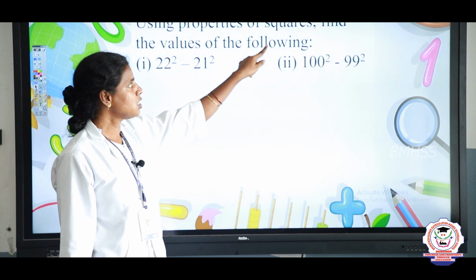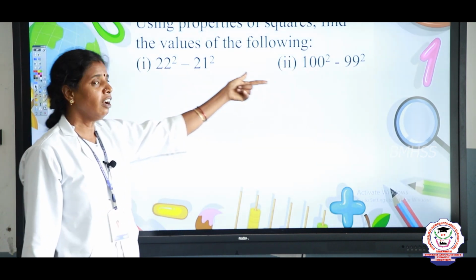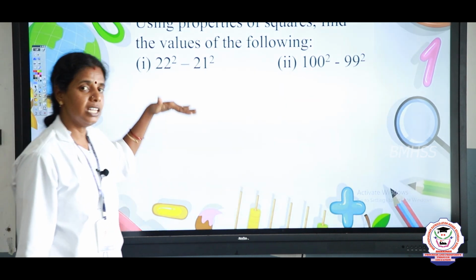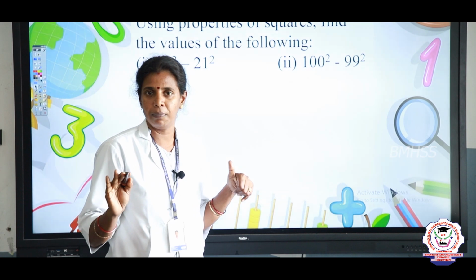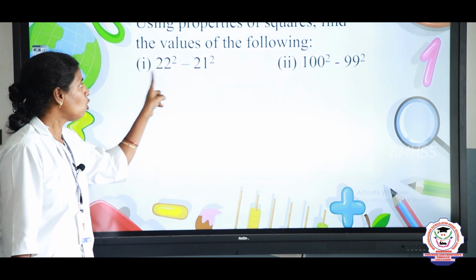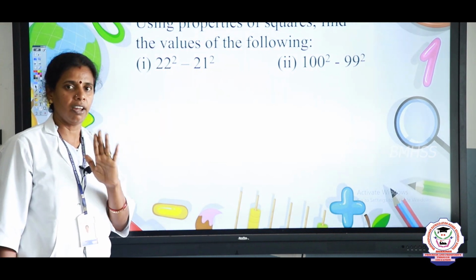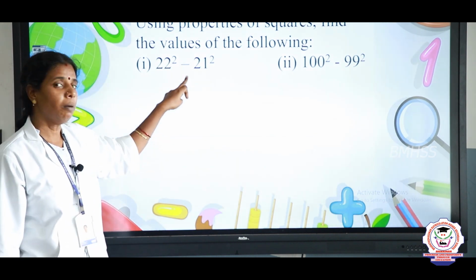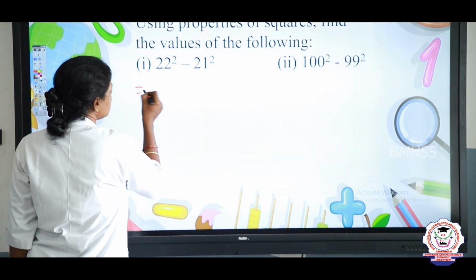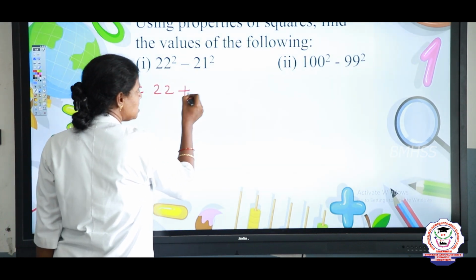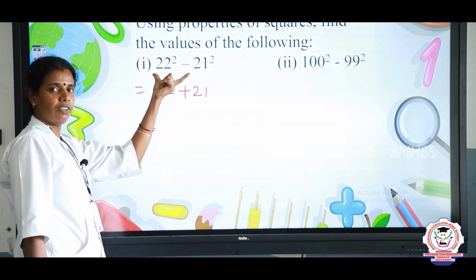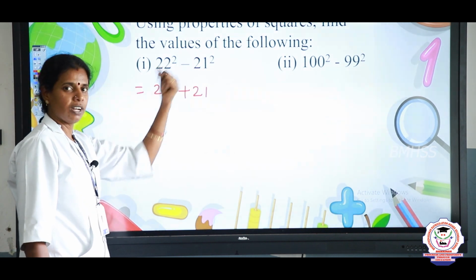So, using the properties of squares, find the values of the following. See, 22 square minus 21 square. This property is applicable only for the consecutive numbers, not for 21 square minus 19 square like that. Only the consecutive numbers, continuous numbers should be there, right? So, 22 square minus 21 square is given. Then, what is the property we have seen here? So, which is 22 plus 21. If you find the sum of these two, that will be the answer of this 22 square minus 21 square.